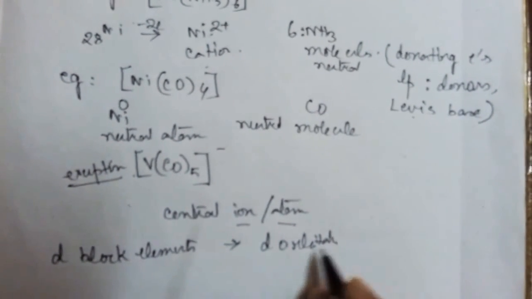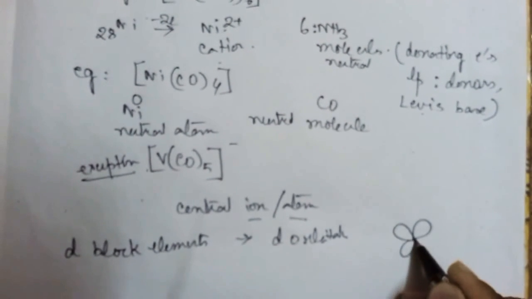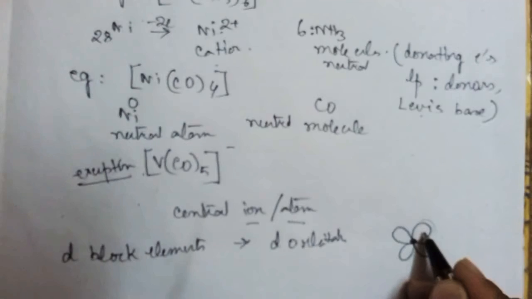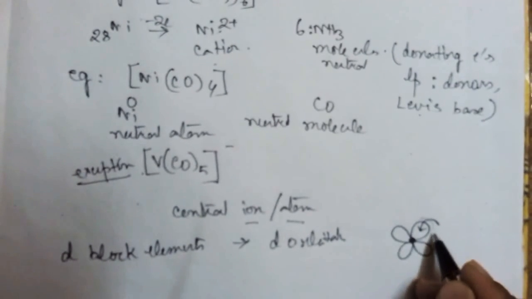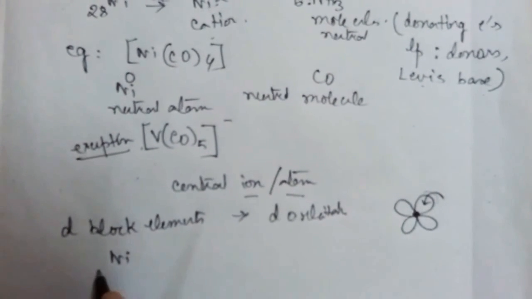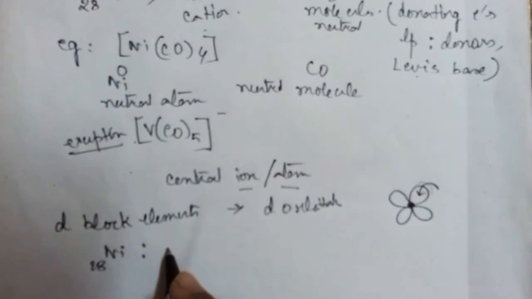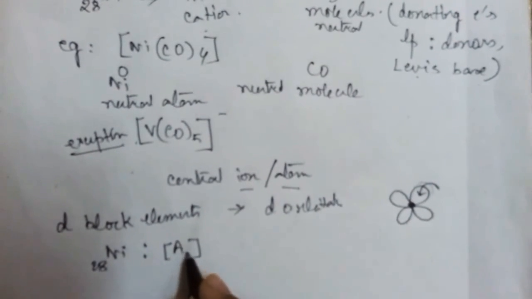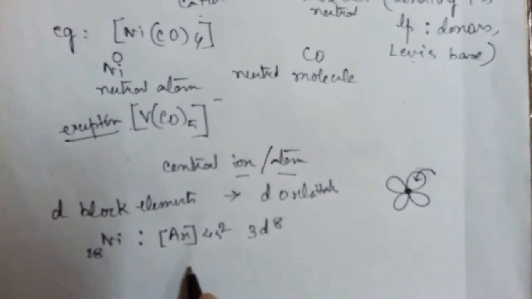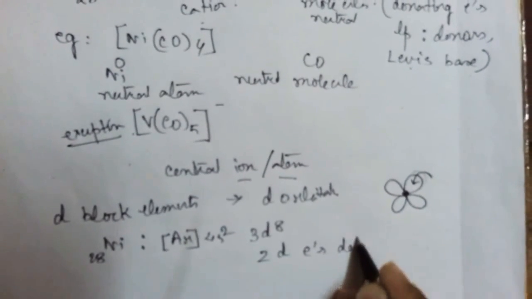So d orbitals are this type. This is more expanded than p, so it is accepting electrons in their vacant d. Just for nickel, we want to know it is of atomic number 28, and its electronic configuration will be argon 4s2 3d8, so total 28. So there is a 2 d-electron deficiency.